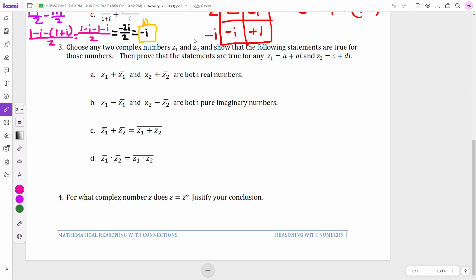We're going to work on Activity 5C1 some more. This is the fourth video in the installment. I've already done 3 others on this. And so let's get going.